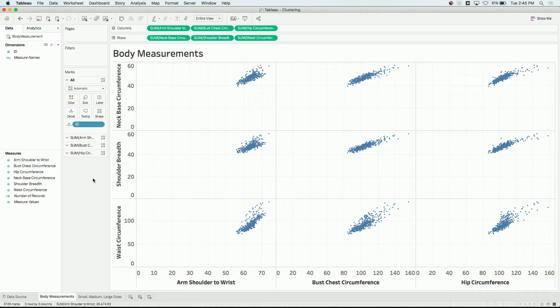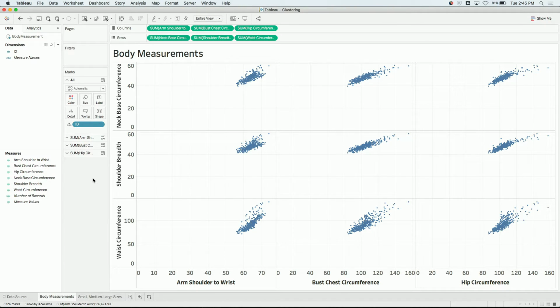Do we notice any clusters that kind of naturally arise in this data? I don't. And in general, with body measurement data, people don't really tend to cluster around certain body types. They just kind of vary continuously between them all.